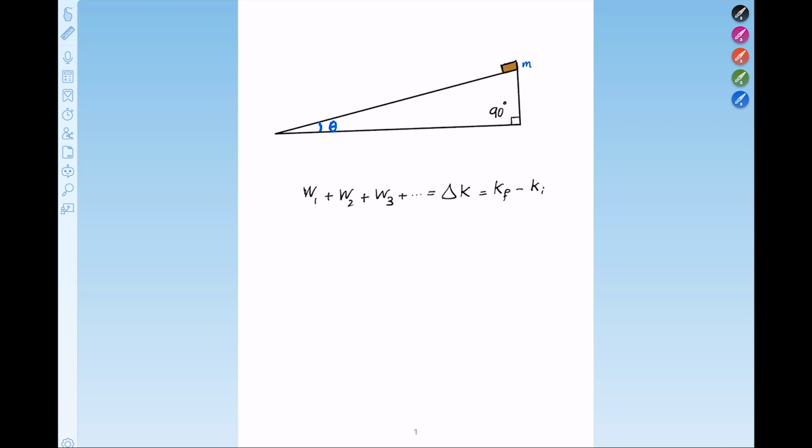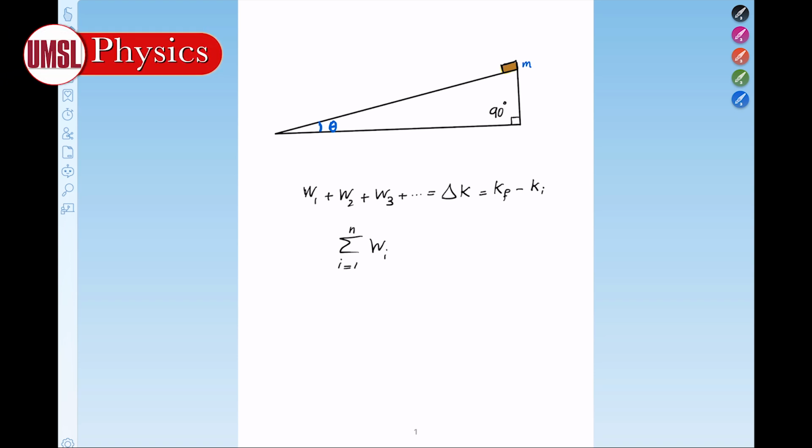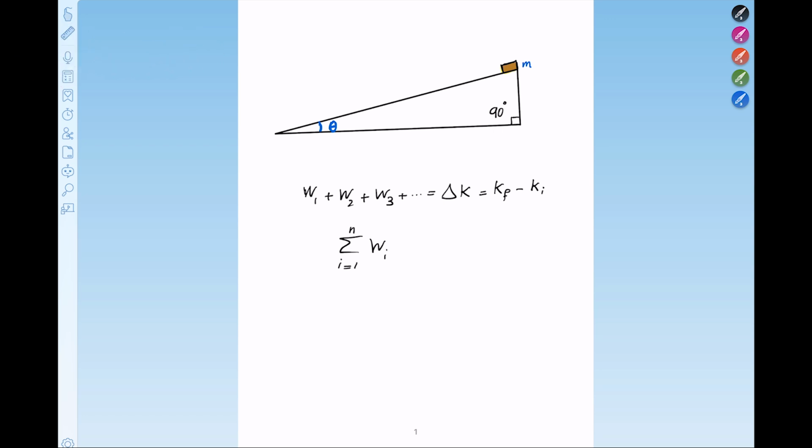On the left-hand side of the equal sign, instead of showing W1 plus W2 plus W3 and so on, we can show sigma Wi for i going from 1 to n. Let's say that you have 3 forces, so in this case, n would be 3. That would be i equals 1, i equals 2, and i equals 3. This is a general form that we use to show what we have on the left-hand side of the equal sign. It should be equal to delta K, the change of kinetic energy, which is, again, K final minus K initial.